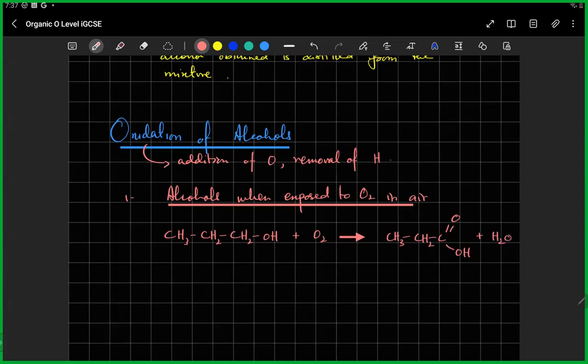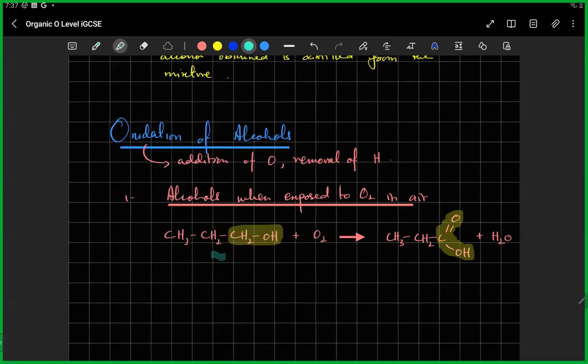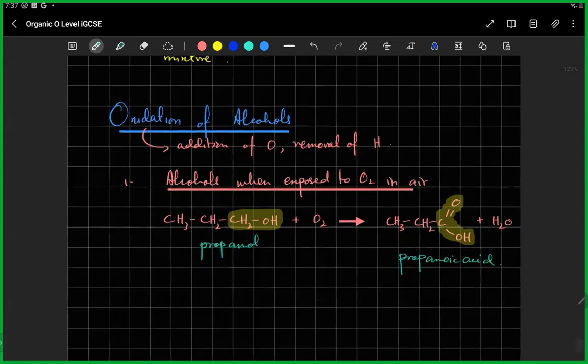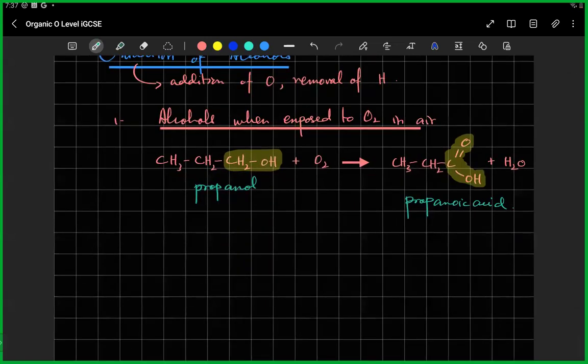The equation is already balanced. So just remember that the alcohol turns into a carboxylic acid when you do this. The OH part turns into double bond O, OH. If it's propanol, it will turn into propanoic acid. Is that clear? Whatever alcohol it is, it will turn into its corresponding carboxylic acid.